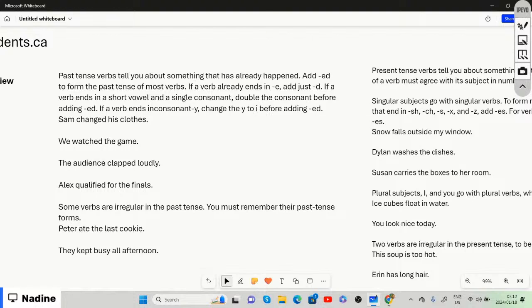So which means that if something happened already, then that is in the past. So the past tense verb tells you about something that has already happened. So when it comes to the past tense, we just add an ed to form the past tense of most of the verbs. So we either add an ed or we add a d.